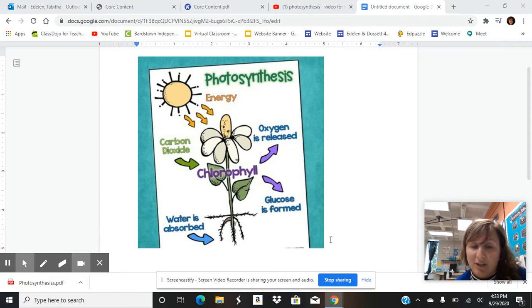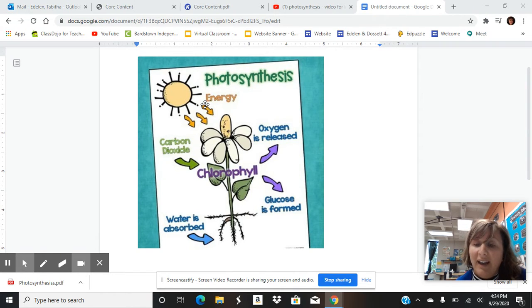So if we look at our chart, there are 4 things that plants need in order to make their own food, which is glucose, aka sugar. First, they need sunlight. They need solar energy from the sun. They also need water, which they can get from rain, or from humans watering our plants. So once they have that, they'll need carbon dioxide, which is a gas that we release to them, or animals release to them.